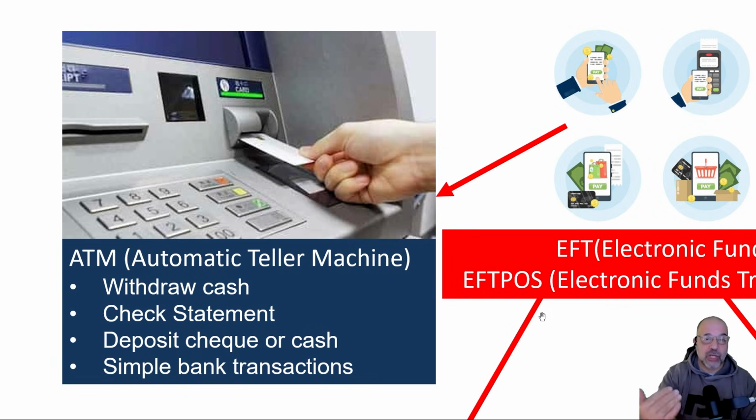Obviously, it's going to be cross-checked. You can't put €5 in there and say you're depositing 50,000 euros and get 50,000. They're going to cross-check that.